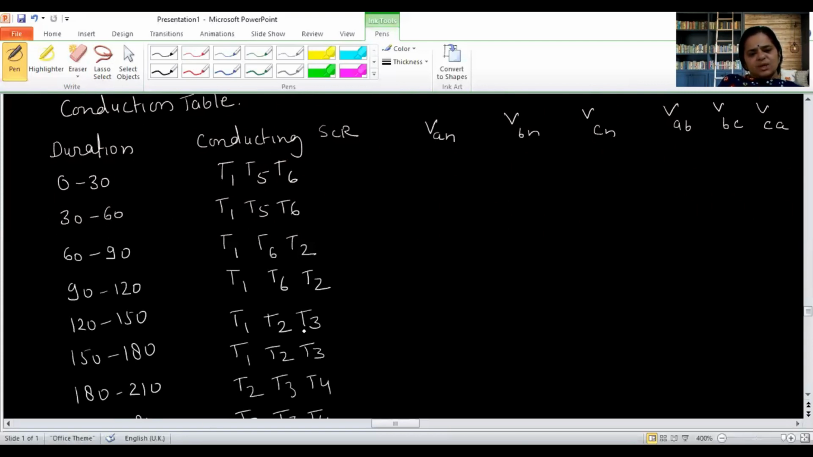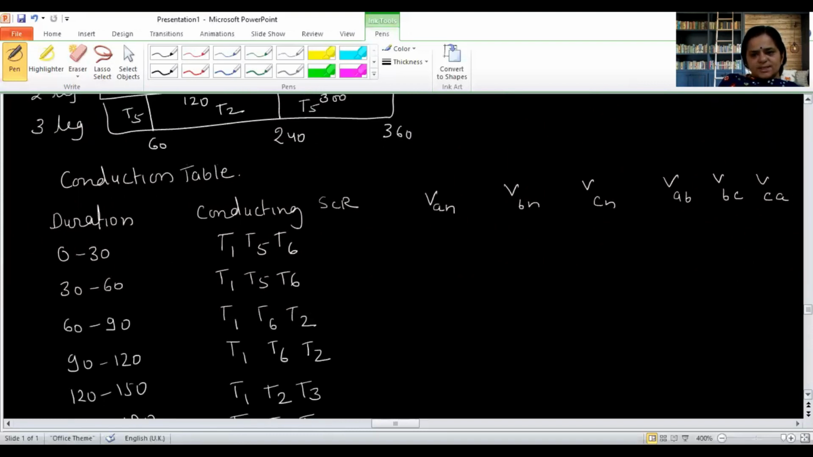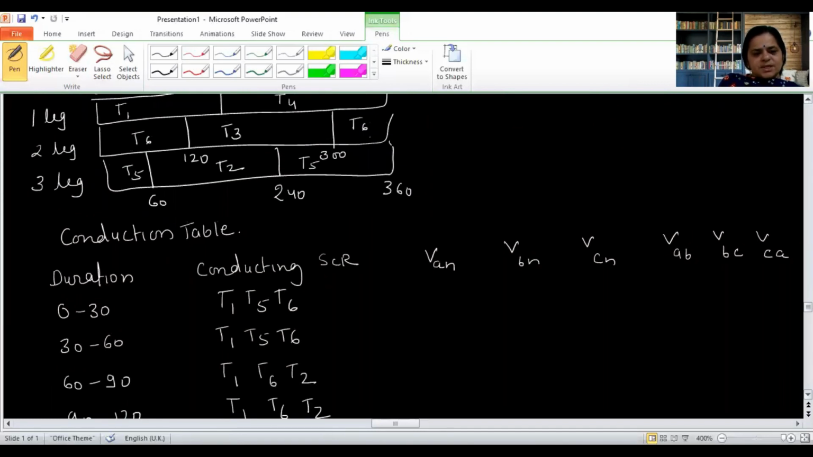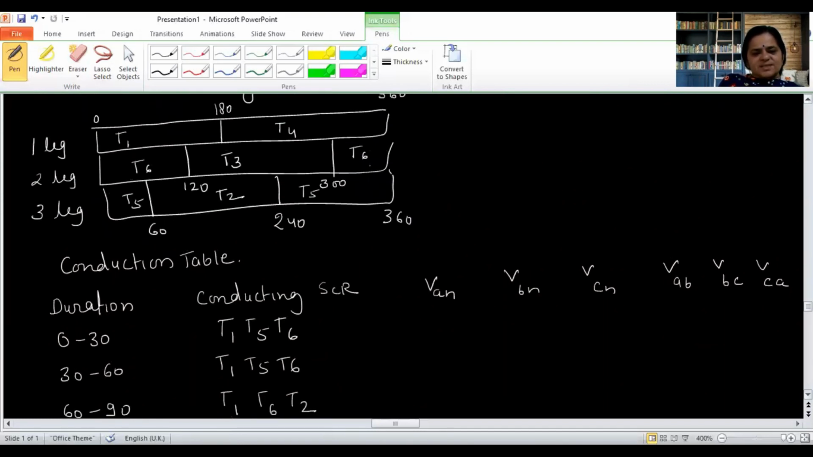So we will get one particular pattern: 1, 2, 3, 2, 3, 4, 3, 4, 5, then 4, 5, 6, like this. Now VA, VB and VC are the line to neutral voltages, and VAB, VBC, VCA are the line voltages. So let's see 0 to 30, where 1, 5, 6 are conducting.